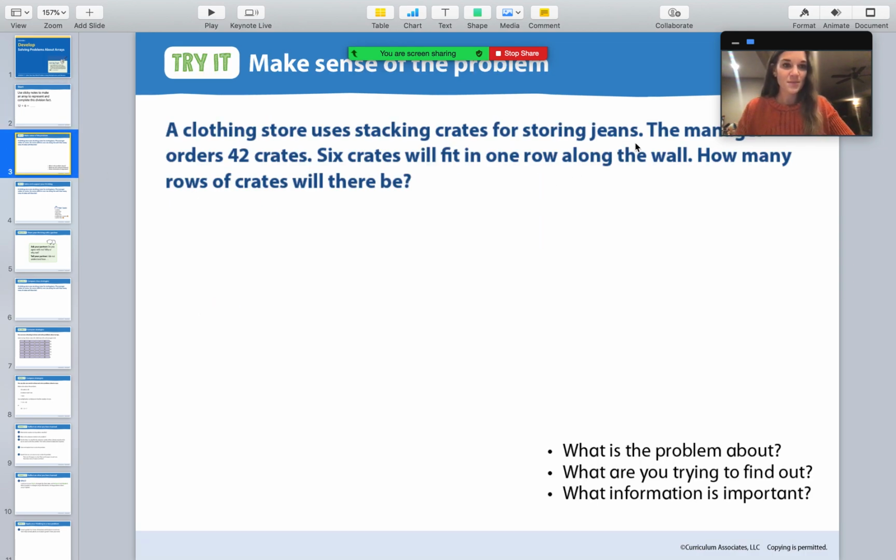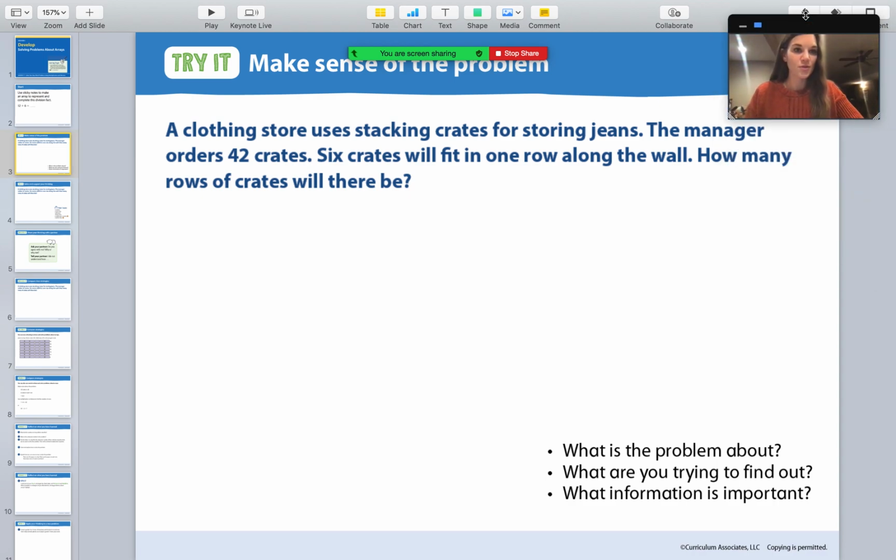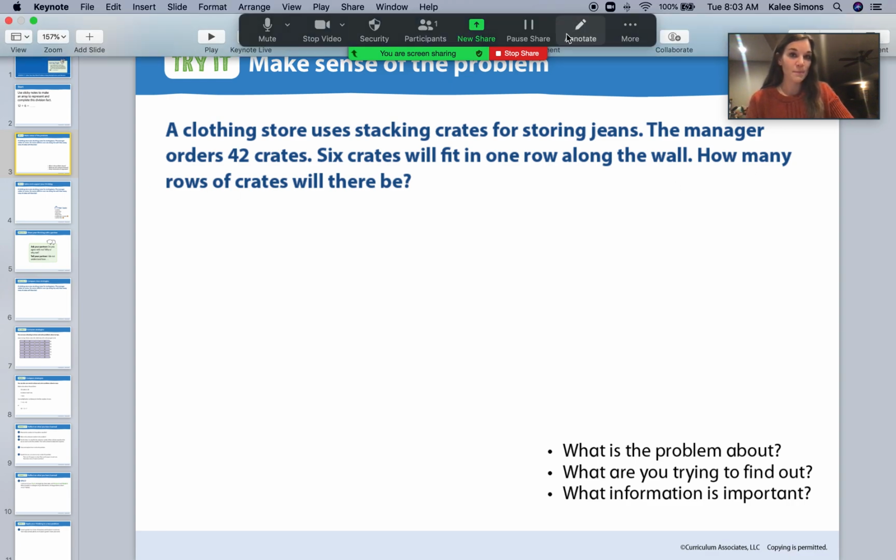Let's think about this. And my face is in the way. Okay, maybe I'll move it higher. A clothing store uses stacking crates for storing jeans. The manager orders 42 crates. 6 crates will fit in 1 row along the wall. How many rows of crates will there be?